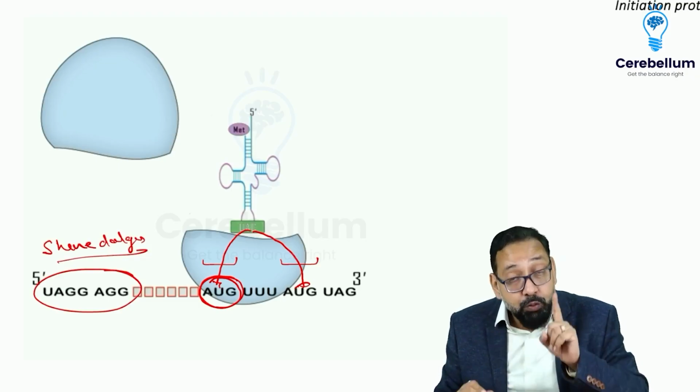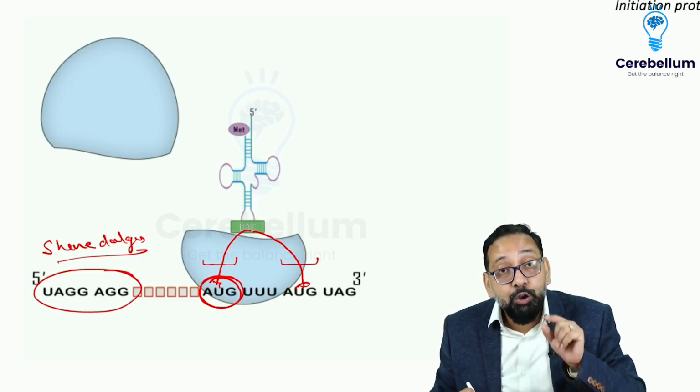First question, Shine-Dalgarno sequence is UAGG.